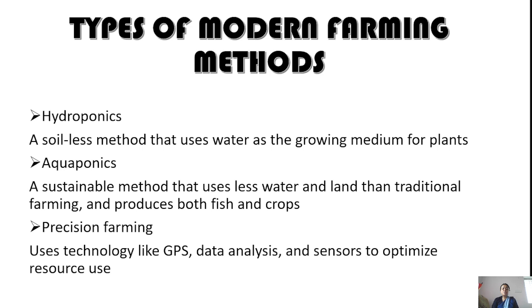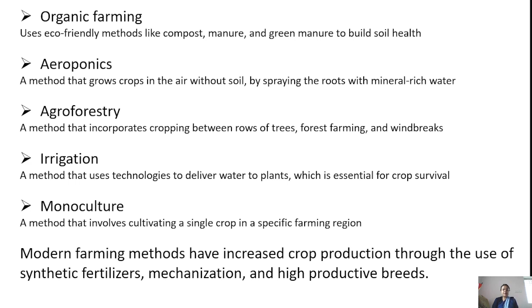Precision farming. This uses technology for the analysis of the resources and their utilization, technologies like GPS, data analytics, and sensors. Next is organic farming. Organic farming we are all aware of. It uses eco-friendly methods like vermicompost, manures, and green manures to keep the soil health intact. Next is aeroponics, a newly launched method which helps in growing crops in the air without soil. Just by spraying their roots with mineral-rich water, we can grow crops easily.